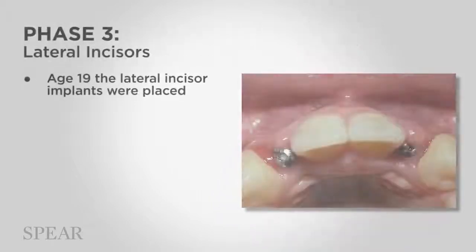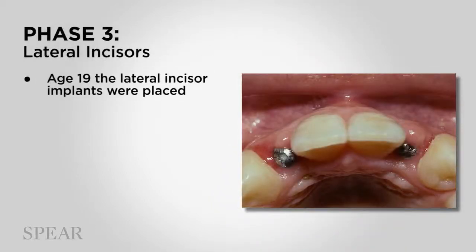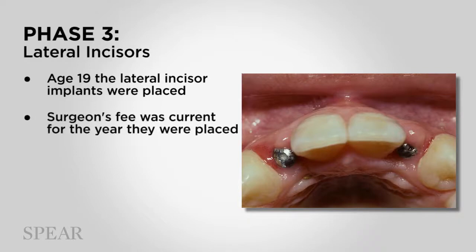Finally, at age 19, she was able to have the implants placed. The surgeon's fees were his current fees at that point in time. My restorative fees were my current fees at that point in time. So we had given her a number when she was 13, but here we are 6 years later, and obviously the number that we'd given her is not remotely like the number 6 years later. But she understood that. At least it gave her a ballpark.